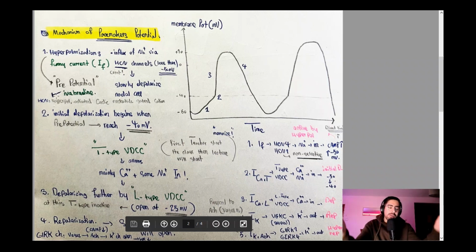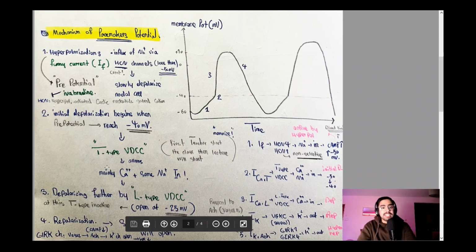So now we know about the first stage, from here to here. If they ask from here to here: sodium, HCN channel, they reach the threshold, and then the real things will start. So, initiation of depolarization, from pre-potential to the action potential. It happens when from -50 it's going to reach -40.